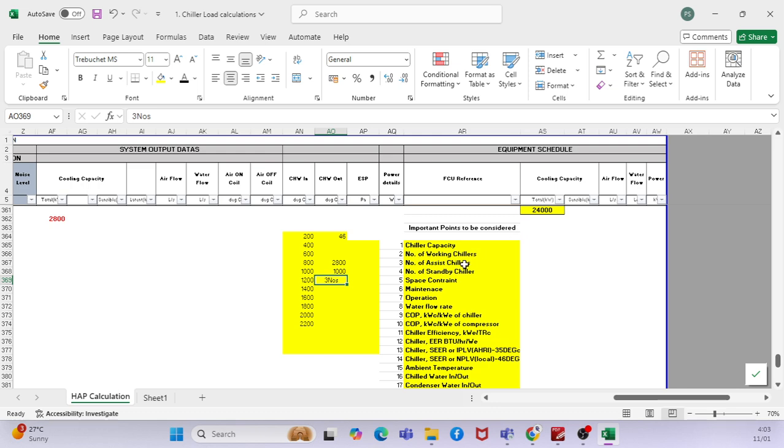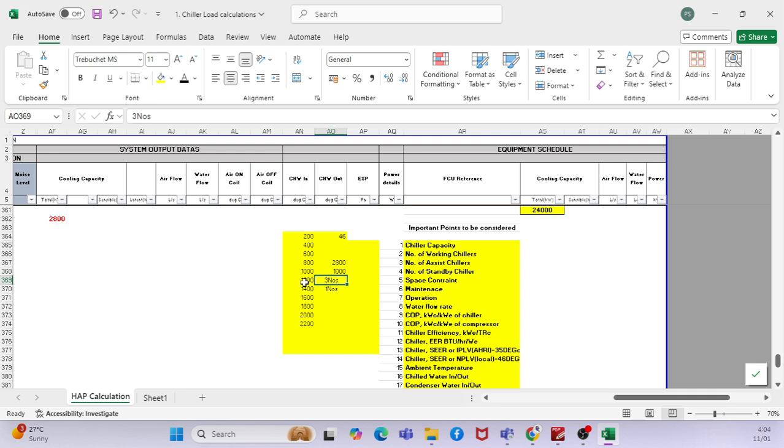I will come back to the assist chiller later, and then you have a standby chiller. Normally whenever you do a chiller system, you will do it based on an n+1 system, because there is a duty and also a standby. So normally one chiller will be standby. But for that one standby, you've gone for 1,400 then 1,200. Any reason why? Because this is 1,000.